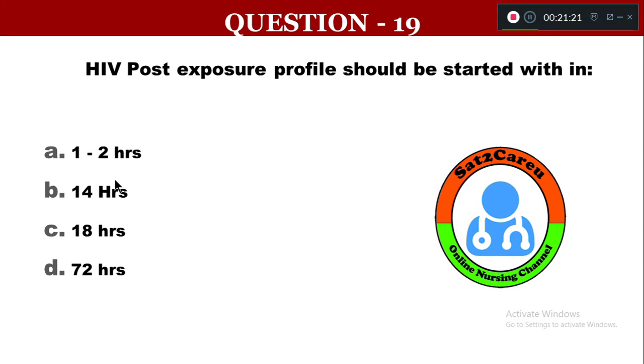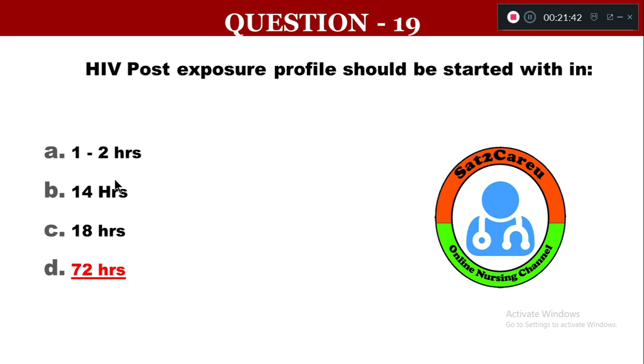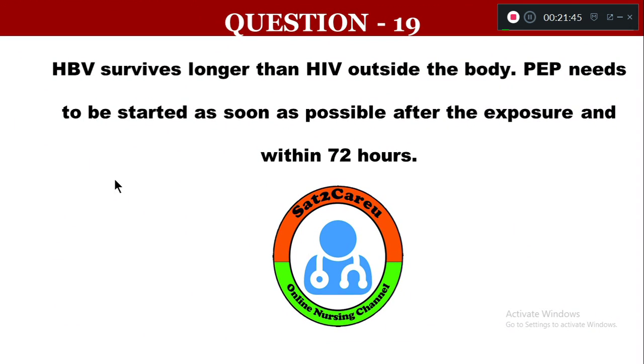Question number 19. HIV post-exposure prophylaxis should be started within how many hours? Option A 1 to 2 hours, B 14 hours, C 18 hours, option D 72 hours. The post-exposure prophylaxis for HIV should be started within 72 hours is the right answer here. The HIV survives longer outside the body. So post-exposure prophylaxis needs to be started as soon as possible after the exposure and within 72 hours.